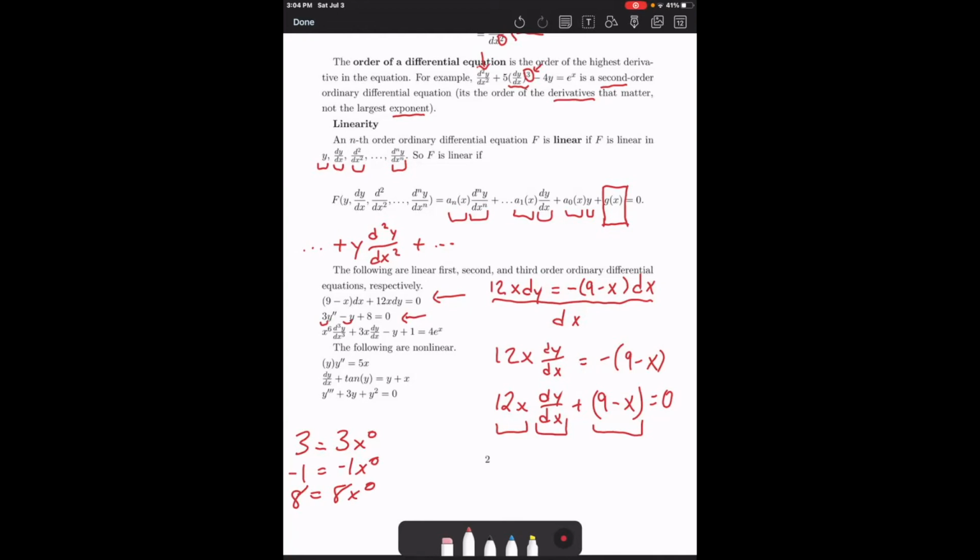And what order is it? Well, it's a second order because we see there is a double prime here. So one of the variables is a second order derivative.